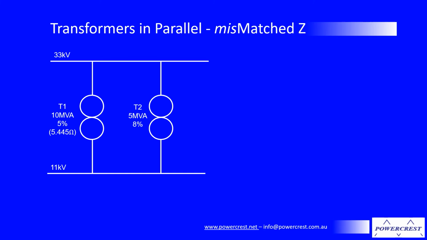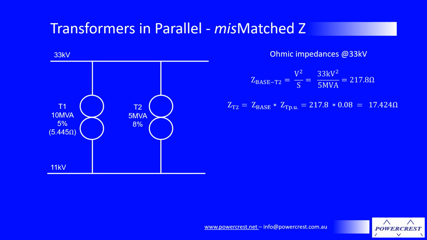Now let's look at the situation where T2 has an impedance of 8%, right? T1 is 10 MVA, 5% as before. So now focusing on T2, we see that Z base is again 217.8 ohms, and that the ohmic impedance of T2 is 17.424 ohms.